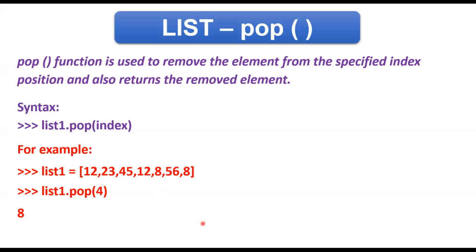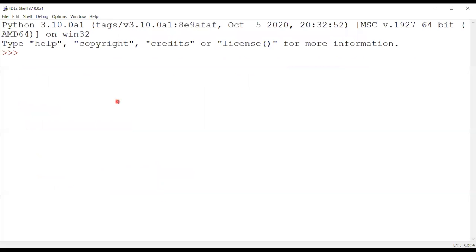So let us understand this practically as well. So now I'm going to take a list. list1 is equal to, let me take some elements over there, 5, 6, 7, 8. Okay, now I'm going to write list1.pop. Now I want to remove the element from my third location. So I'll be passing 3.